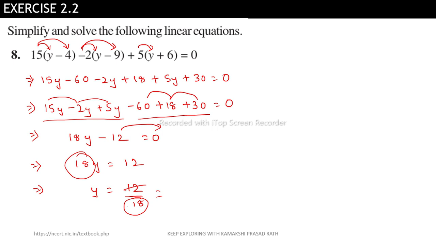So 12 and 18 are divisible by 2, or by 3 we can take. 3 sixes are 18 and 3 fours are 12. Simply, we can further simplify it. 2 twos are 4, 2 threes are 6. So we get y equals 2 by 3 as the solution for the given equation.